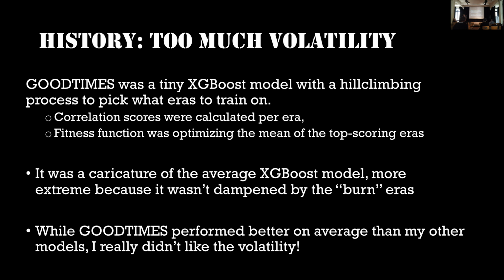And this small hill climber is just making a variant, like a different subset of areas, and then comparing it against the existing one. If it's better, you take it, and if it's better, you take it. And you might have some variation in there. But that's basically a hill climbing optimization process. Correlation scores were calculated per area.